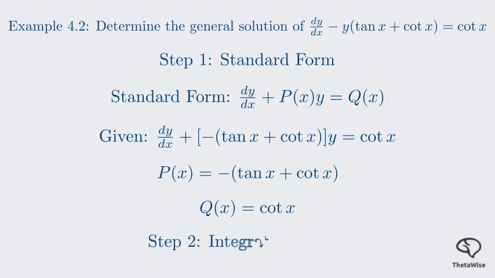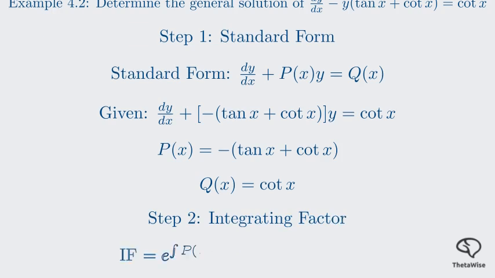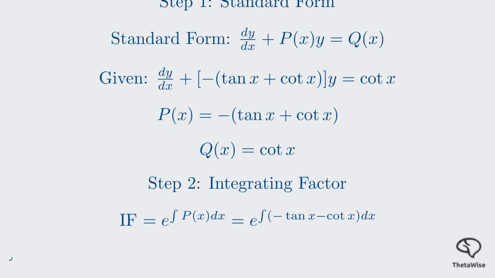Step 2. Integrating factor. Now we calculate the integrating factor. IF equals e to the integral of P(x) dx. So we need to integrate negative tan x plus cot x. The text shows two methods for this integration. Let's use the first method, which simplifies the expression before integrating. The integral is negative of the integral of tangent x plus cotangent x.